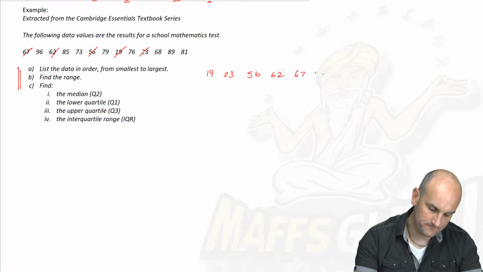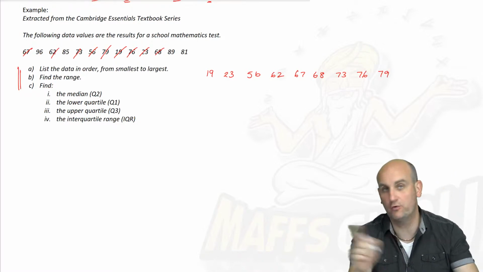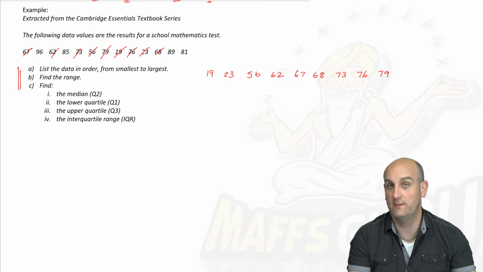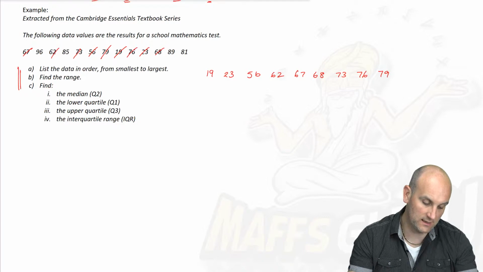68? Any other 60s? 70? I've got a 73. I've got a 79. Oh, I've got a 76. 76, then 79. Now, point of fact there, if I hadn't crossed all these off as I was doing them, I would have made a mistake. I'd have missed a number. So it's always good to do this.